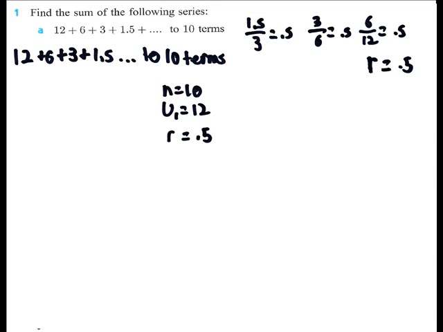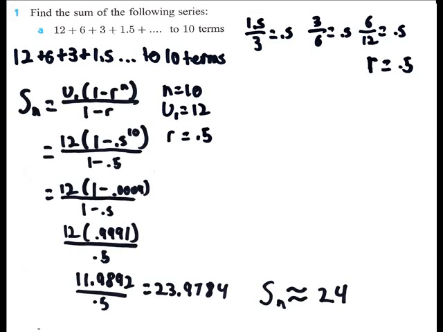Knowing that they want the sum up to the first 10 terms, we can start working. n will equal 10, u1 will equal 12 because that's the first term, and r, the common ratio, is 0.5. Once we plug all the variables in, we'll end up with an equation that is 12 times (1 minus 0.5 to the power of 10) over (1 minus 0.5). Once we solve this equation, we'll end up with 23.97, which would round up to 24.